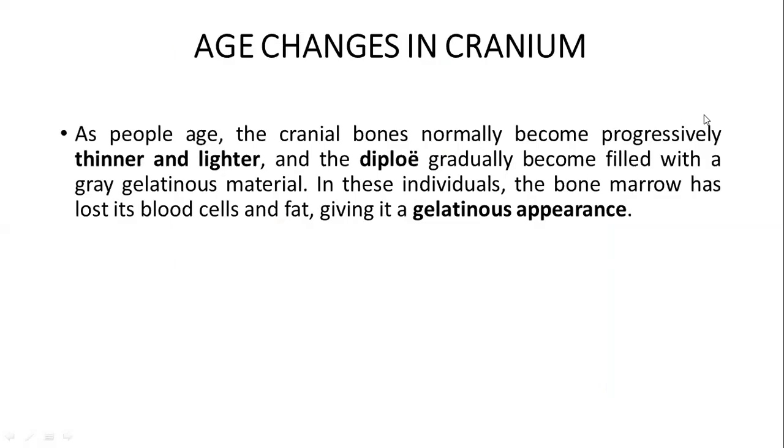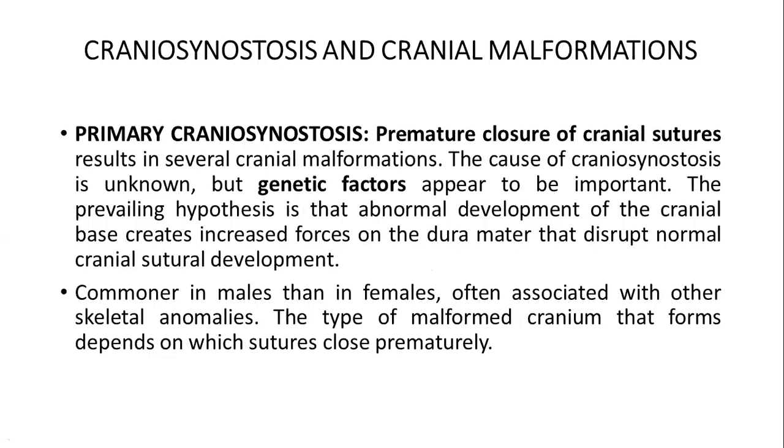Then the age changes in the cranium. With age, the bones become thinner and lighter. And there is the diploe. The diploe is spongy bone between the outer and inner table of the skull. It becomes filled with a gray gelatinous material. Here the bone marrow has lost its blood cells and fat, giving it a gelatinous appearance.